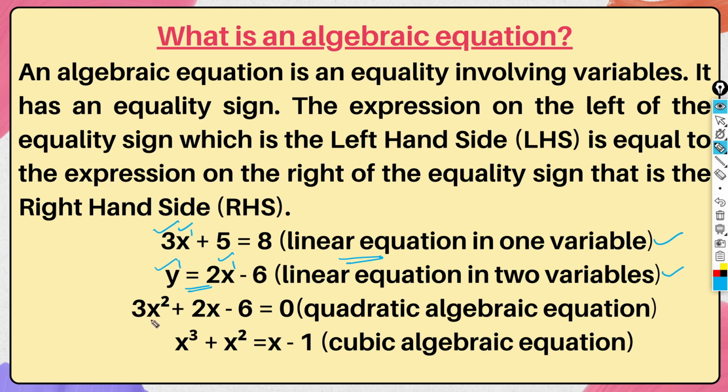But in case number 3, the variable is x. The highest power is 2. So an equation whose variable has the highest power 2 is called a quadratic algebraic equation. Similarly, here also x is the variable, but the highest power is 3. So an algebraic expression with a variable having highest power 3 is called a cubic algebraic equation. This way algebraic equations are divided.